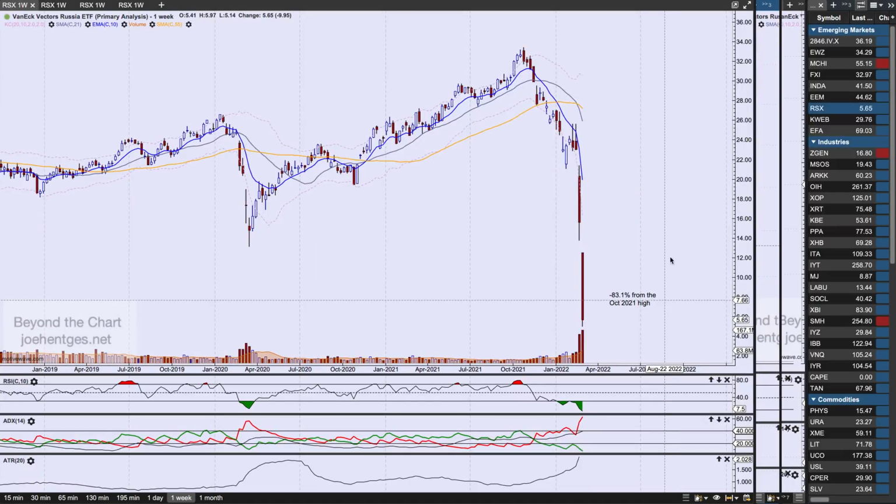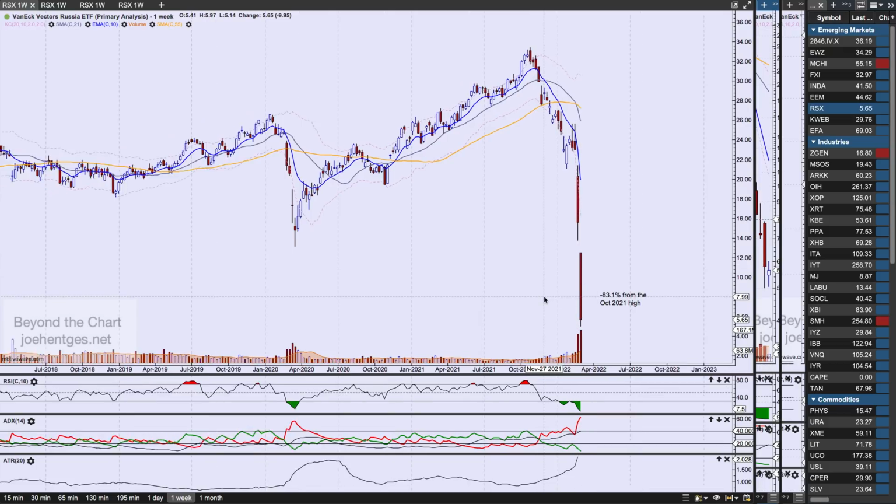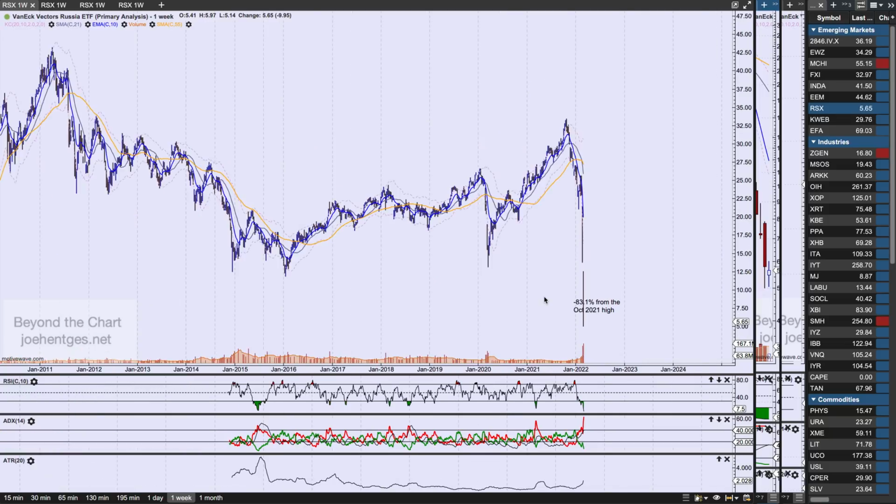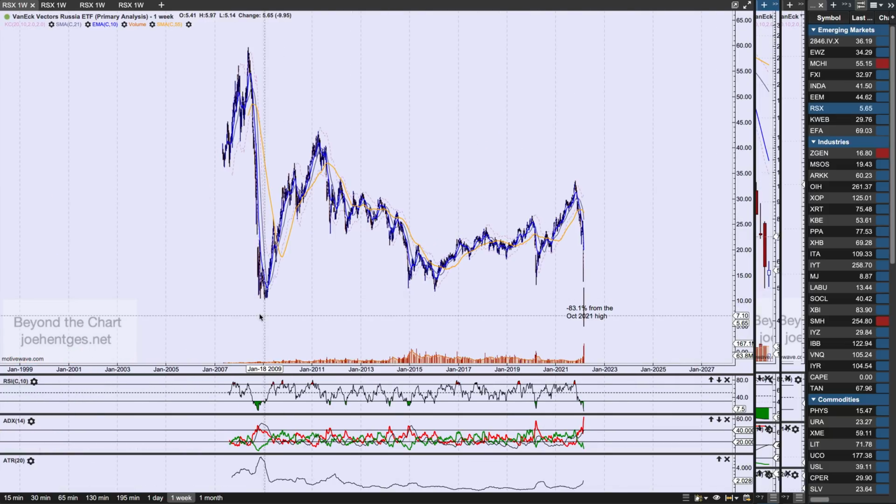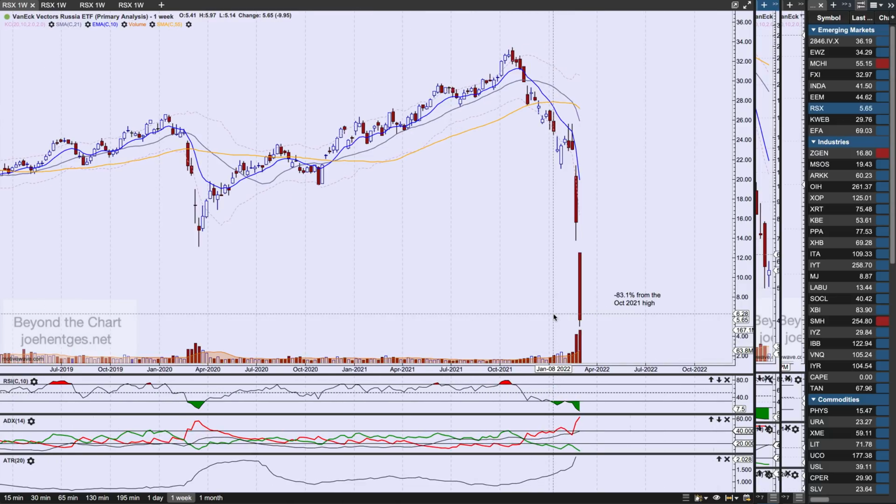Russia. The VanEck Vectors Russia ETF, RSX, is down 83.1% from the October 2021 high. Basically just falling off a cliff. And actually, this is a weekly view, and with this last week, this actually closed. Let me just show you the bigger picture. We closed below the 2008 low, the 2008, 2009 financial crisis low. This whole collapse that happened back here.